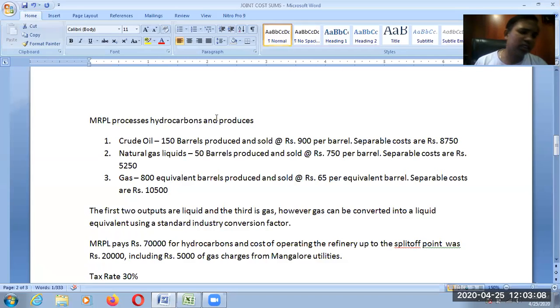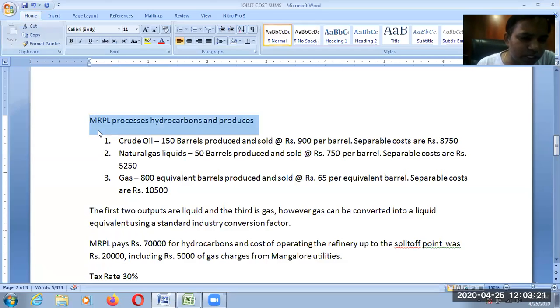So this is a sum of Mangalore Refinery Petroleum Limited, MRPL. It is sum number 16.18 in the 14th edition. Kindly share the sum number in the 16th edition along with the page number in the chat box so that everyone else can do that. Nikita, if you can do that for all of us.